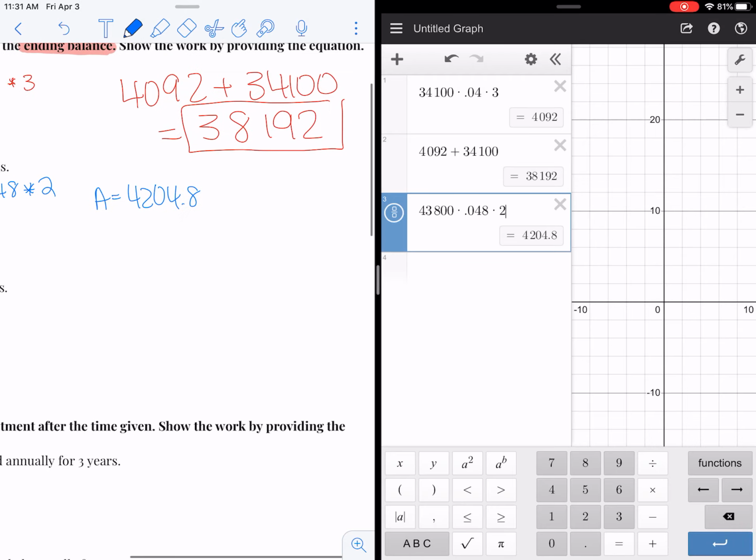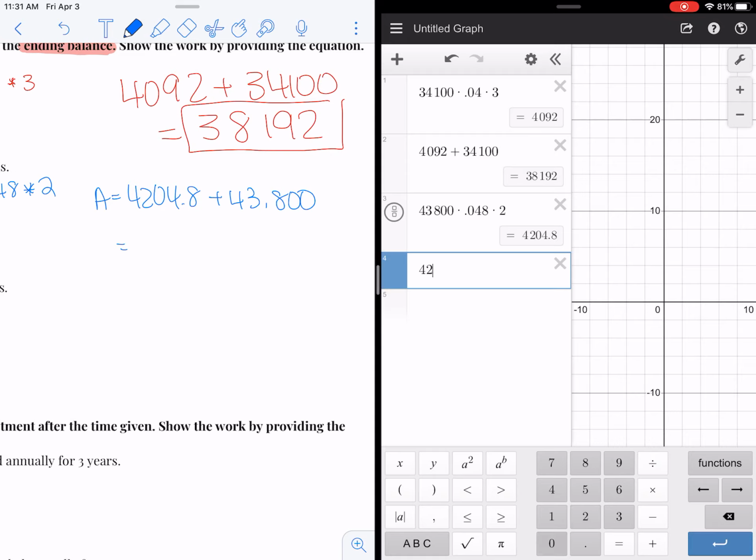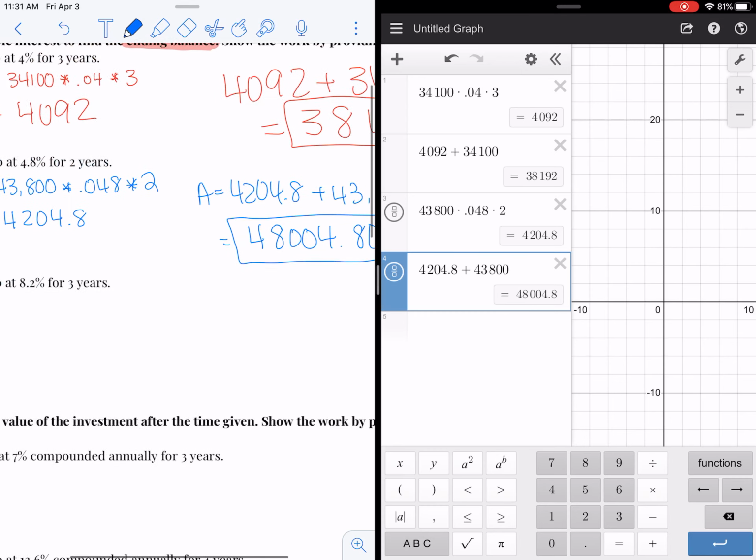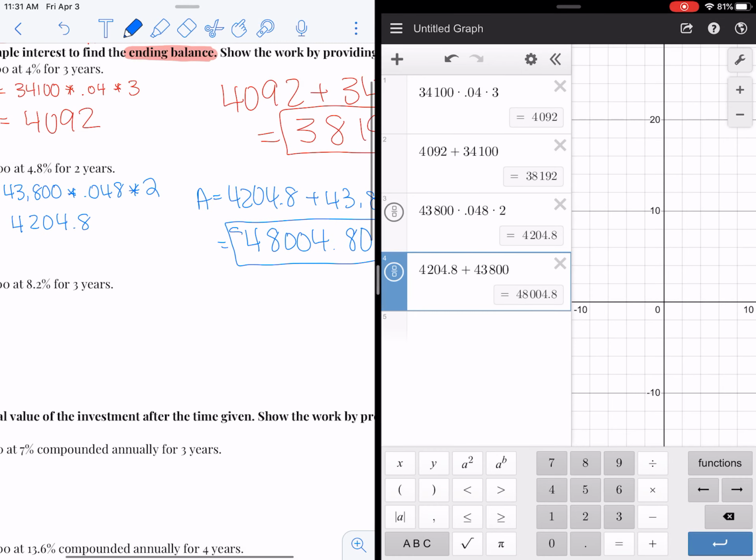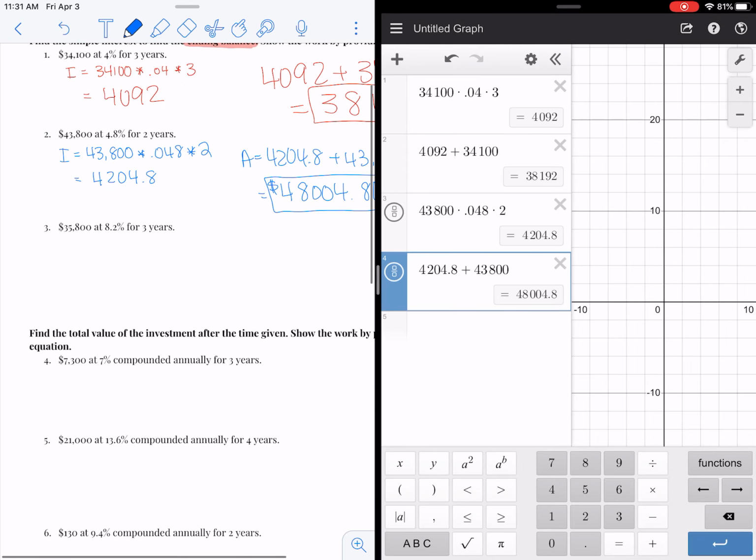And our principal was 43,800. So I'm going to go to the next row, add that onto the 43,800, and that gives you $48,004.80. You don't have to write that 0, but there you go. And if you want to put units, it would be in dollars.